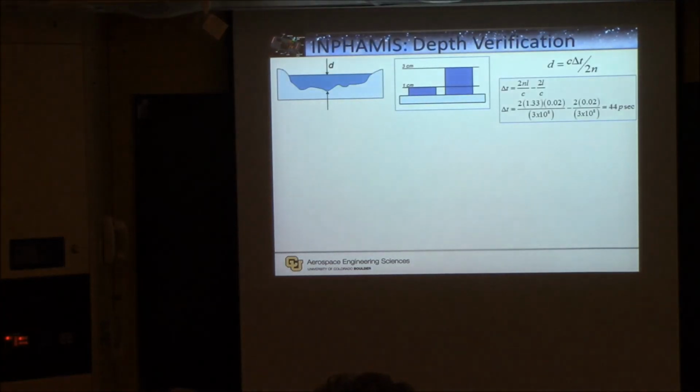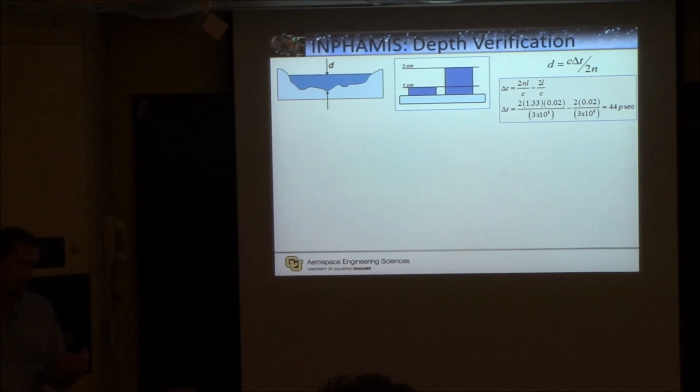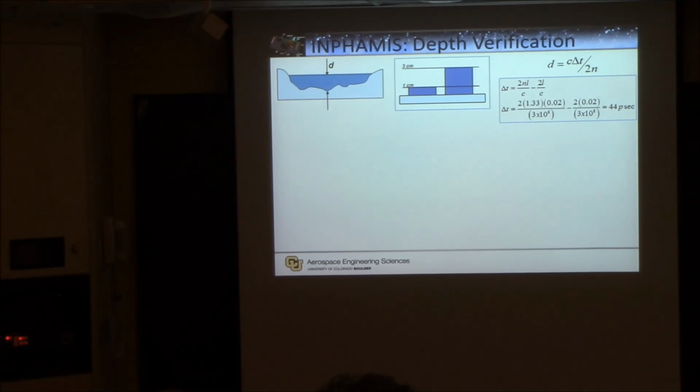And then we've done a lot of different experiments. Here's just a nice one because you can use the propagation time through water versus air. Obviously, water has a higher index of refraction. It's going to be slower going through. And so if we change the depth from 3 centimeters to 1 centimeter, can we see that difference by the expected 44 picosecond delay that's going to occur?